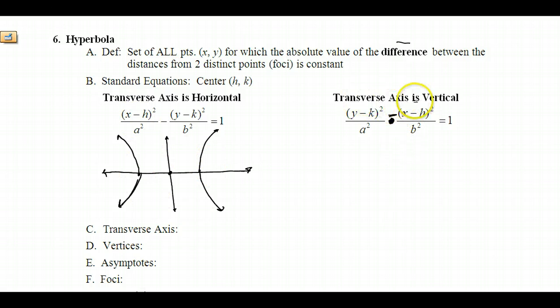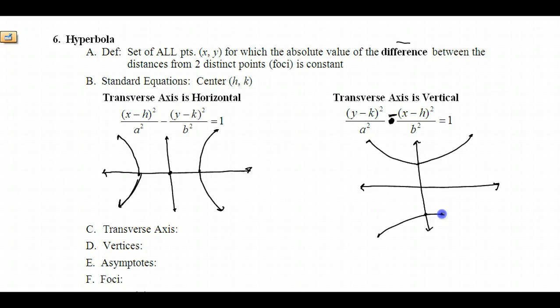If we go over and we have our transverse axis as vertical, if y is our first variable, well then our branches are going to intersect the y-axis. And I'll try to make them evenly spaced if our center again is at the origin. So that's the difference between the two.